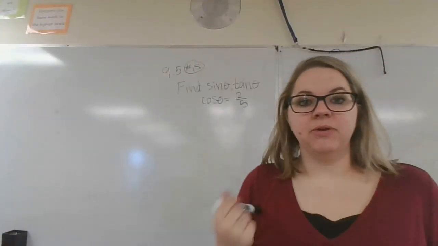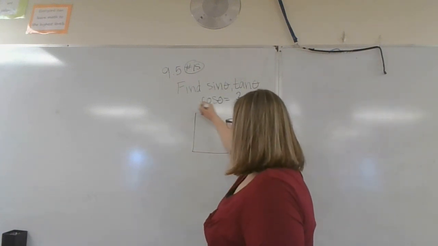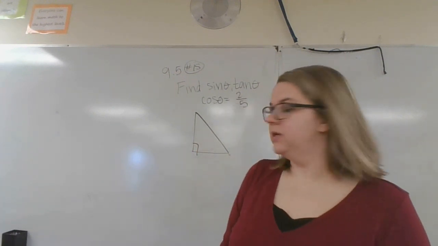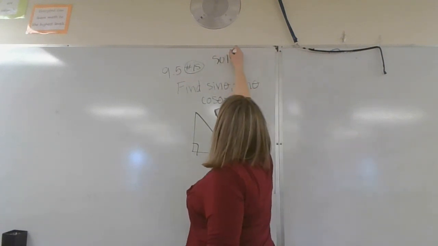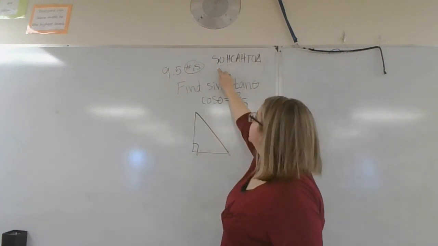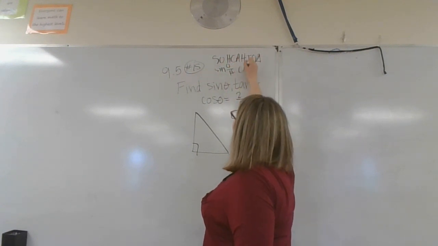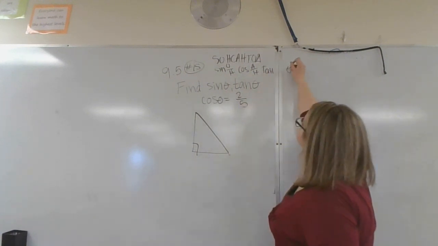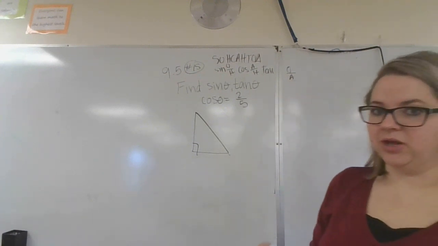So I basically have to make my own triangle. So I'm going to do that here. Here's my triangle. We know it's a right triangle because I can only use these with right triangles. And cosine, remember SOHCAHTOA. SOHCAHTOA means sine is opposite over hypotenuse, cosine is adjacent over hypotenuse, and tangent is opposite over adjacent. If you just write that out every time, it's going to help you.